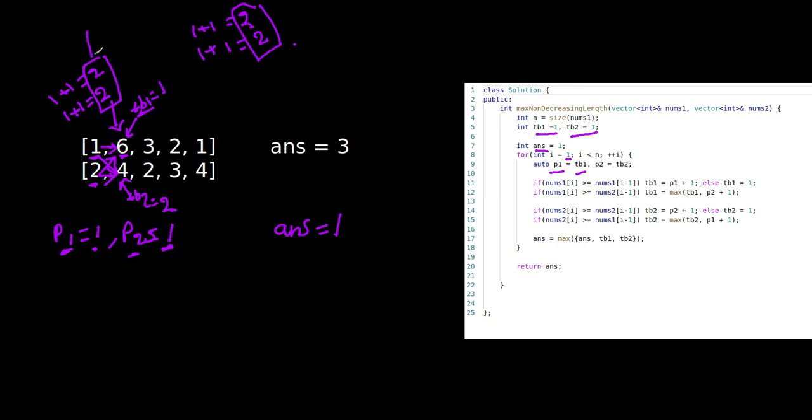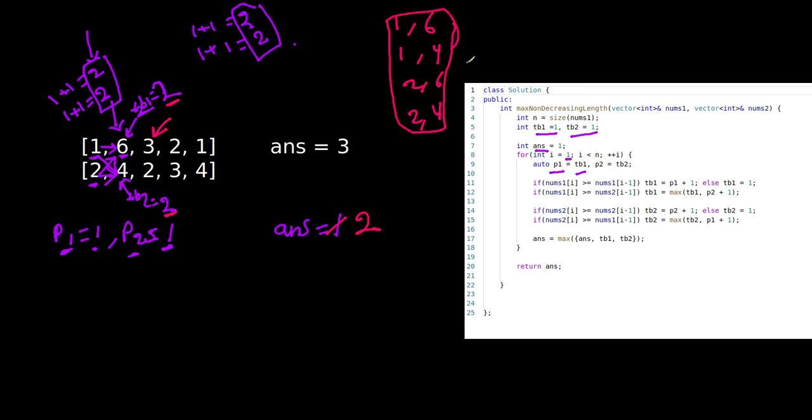tb1, we said it's the maximum of these, so it should be 2. Then we need to solve for the next index. So here we have 2 and here we have 2, so we update the answer by the maximum of 1, 2, 2, and the answer is 2. And this is correct because you can form subarray 1, 6 or 1, 4 or 2, 6, 2, 4. Any of these can contain the maximum non-decreasing subarray.